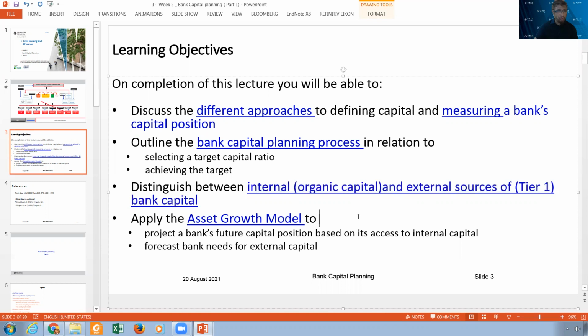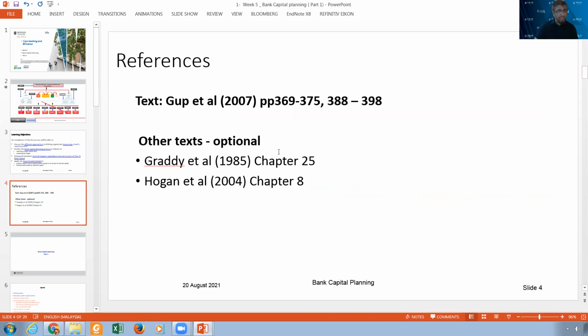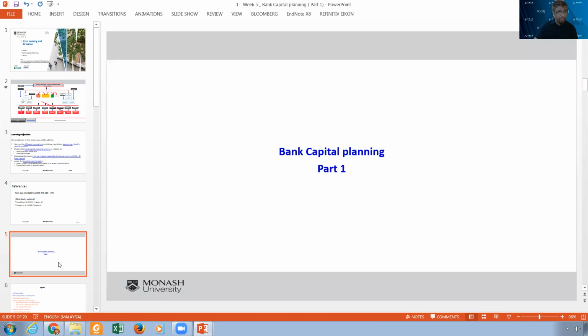We will talk about 2 models, as I told you: the ICGR, which is the internal capital generating ratio, and another model called the asset growth model. Now, these are the references, but I think the slides will be okay with the tutorial and the workshop. But if you can access this book, I think it is the better place to reflect what we are talking about here.